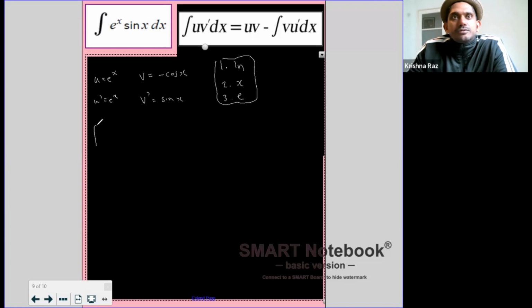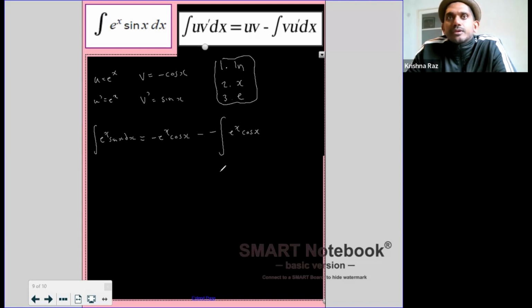Yep, so the integral of e to the x sine x dx equals uv, which is negative e to the x cos x, minus the integral of v u dashed, which will be minus e to the x cos x dx. So, because this is the video of integration by parts twice, if you didn't know what to do there, hopefully you just had a gamble and integrated this bit again.